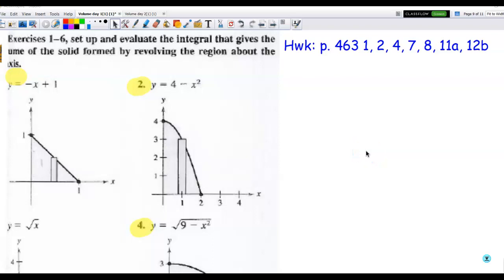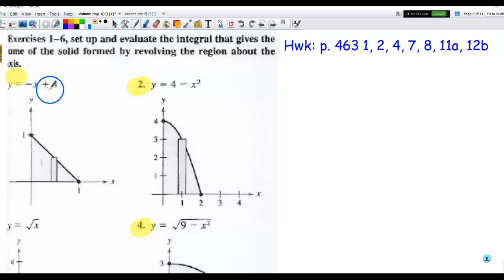I'm going to work on the problems from page 463 where we're finding volumes of solids revolved around the x and the y-axis, and these solids will have no holes in them. So let's take a look at number one and use that as a review of what we've learned so far.